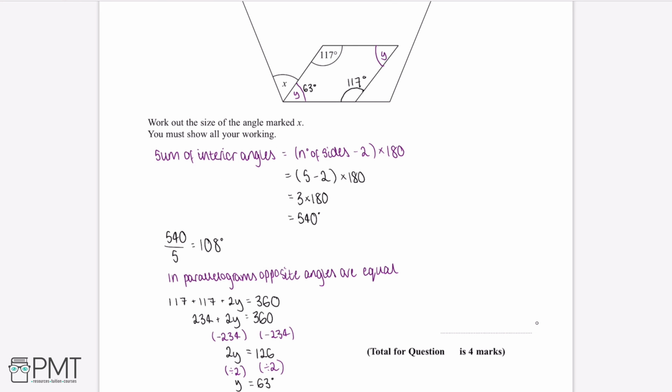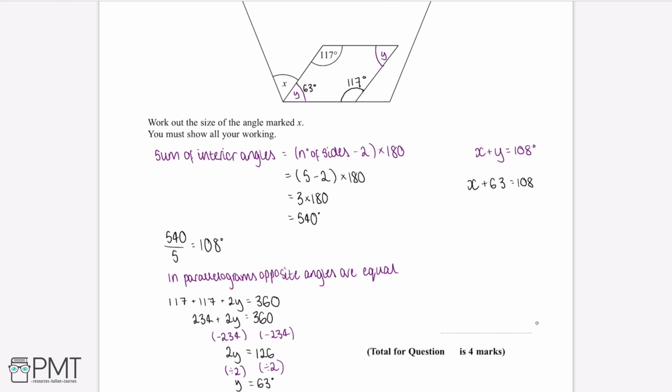Now we worked out that all of these interior angles are 108 degrees, and x and y make up one of the interior angles of this pentagon. So therefore, x plus y equals 108 degrees. Now we've just worked out that y is 63 degrees, so therefore x plus 63 is equal to 108 degrees. And now the final thing we need to do to work out the size of angle x is rearrange this equation to make x the subject.